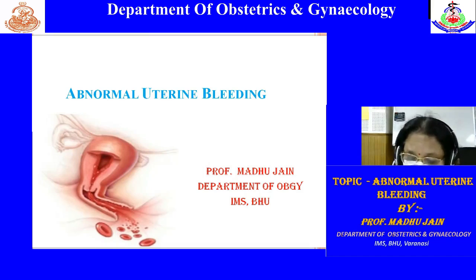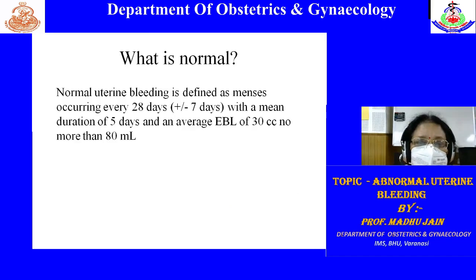Bleeding. Before the definition of abnormal, if there is one thing you need to know, it is what normal uterine bleeding is. Normal uterine bleeding is defined as menses occurring at every 28-day cycle plus or minus 7 days, with a mean duration of 5 days, meaning 3 to 9 days, and average blood loss of about 30 to 80 ml. That is a normal blood loss, meaning a cycle with a definite cyclicity, frequency, duration, and amount. If everything is within this limit, then this is known as normal uterine bleeding.